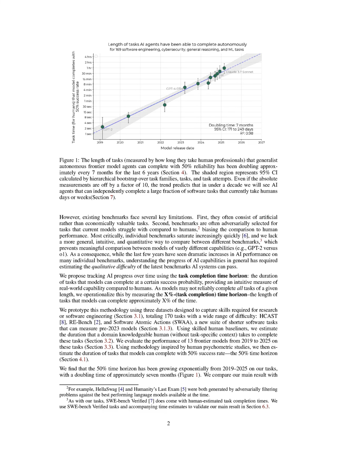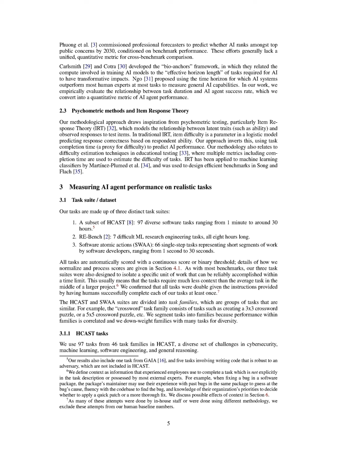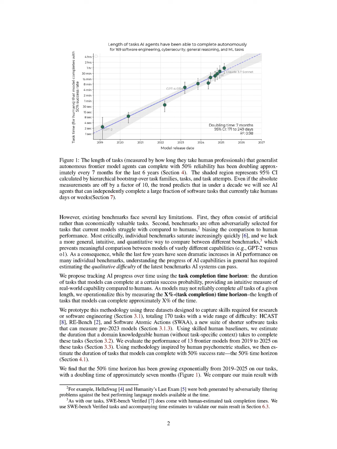To validate the effectiveness of our proposed method for measuring AI capabilities through task completion time horizons, we utilized three distinct datasets: HCAST, REBench, and the newly developed Software Atomic Actions (SWAA) suite. HCAST consists of 97 diverse software tasks, REBench includes 7 challenging ML research engineering tasks, and SWAA comprises 66 short tasks designed to capture single-step actions in software engineering. We benchmarked 13 frontier AI models from 2019 to 2025 on these tasks, calculating the 50% time horizon, which we found to be growing exponentially with a doubling time of approximately 7 months.